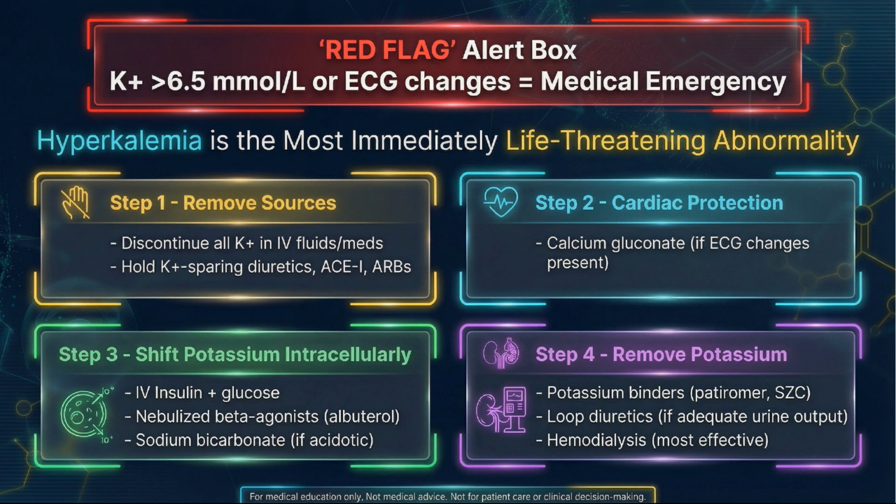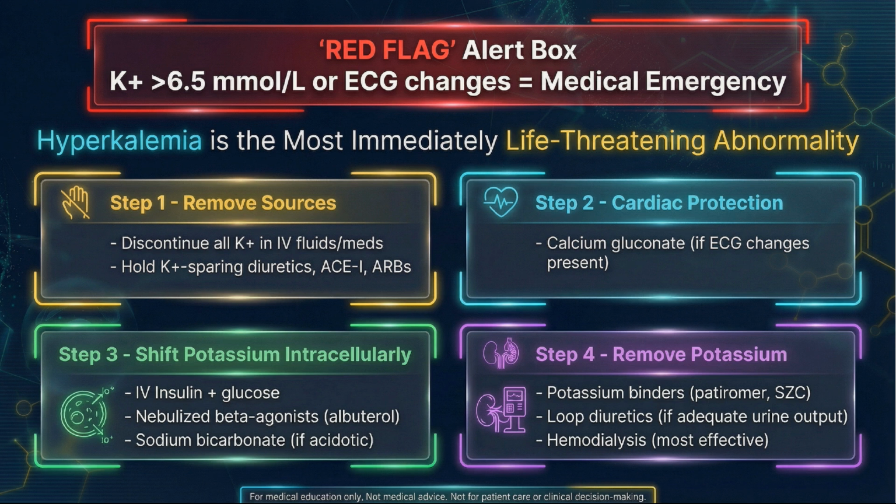Step 3 is to shift potassium intracellularly. This is a temporizing measure and is achieved with an infusion of insulin and glucose, nebulized beta agonists like albuterol, and, if the patient is acidotic, sodium bicarbonate.